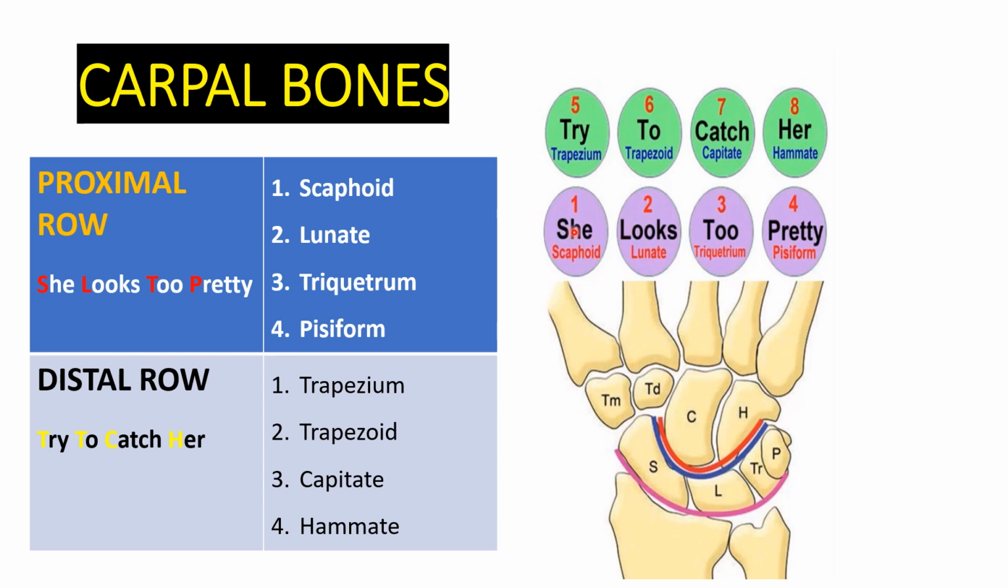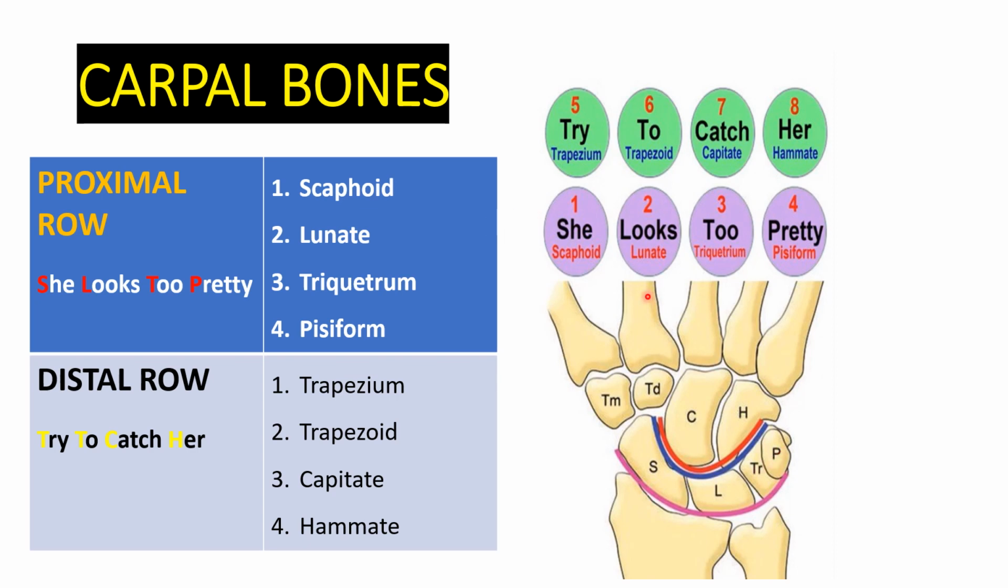She looks too pretty, try to catch her. So let's look at the proximal row, from lateral to medial. This is the scaphoid, this is lunate, this is triquetrum, and this is pisiform. So scaphoid is for she, lunate is for looks, triquetrum is for too, and then pretty is for pisiform.